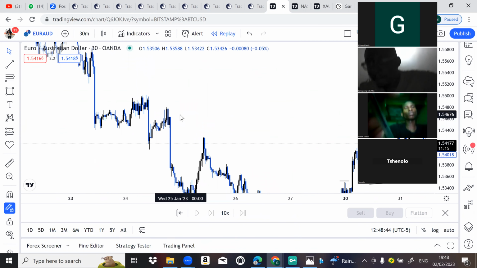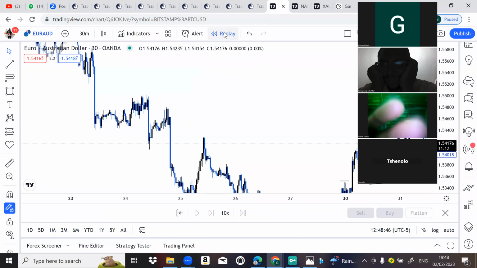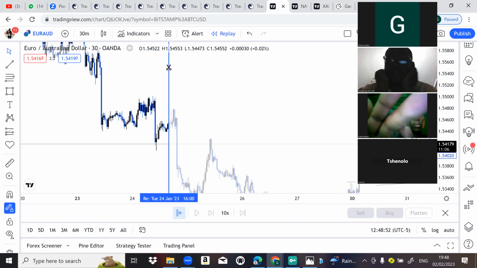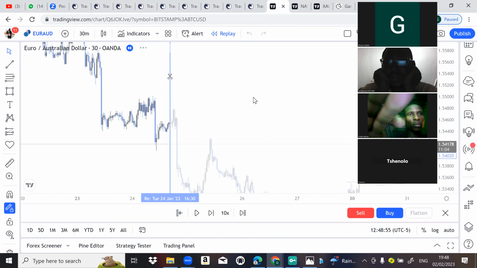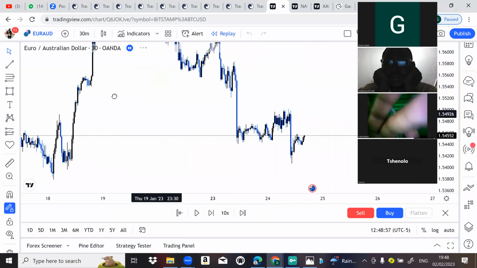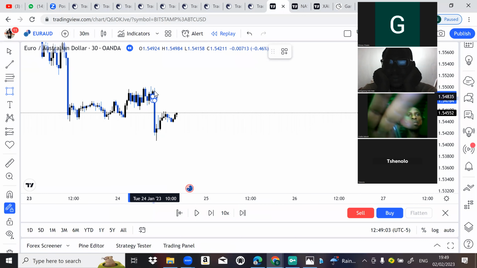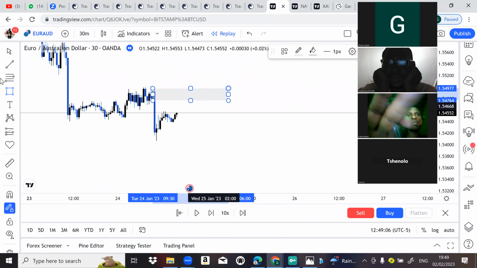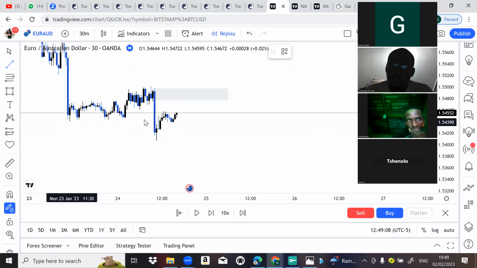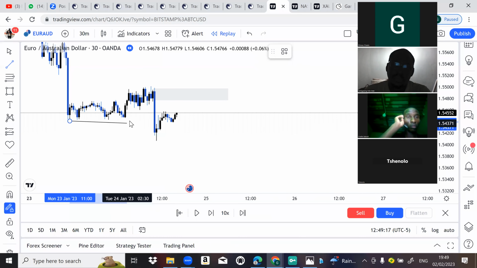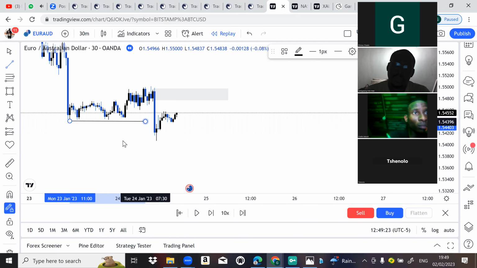Example number 2. So let's try this one. Our order block is the last up candlestick before this downward impulse. So that's our order block. And then the next thing is to identify the BOS, break of market structure, to the downside.